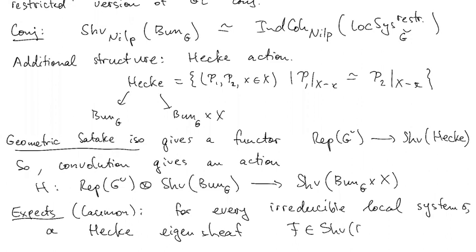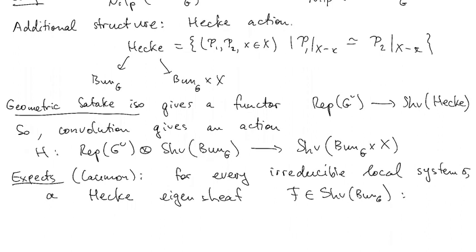Hecke eigensheaf means that when you apply this Hecke operator, H of V comma F, a sheaf on Bun G times X, this is supposed to be isomorphic to the following: you take your original sheaf and take its box product with V sub sigma, where V sub sigma is the associated sheaf to the representation. Given a G-check local system and a representation of G-check, you get a local system. That's one version of spectral decomposition.